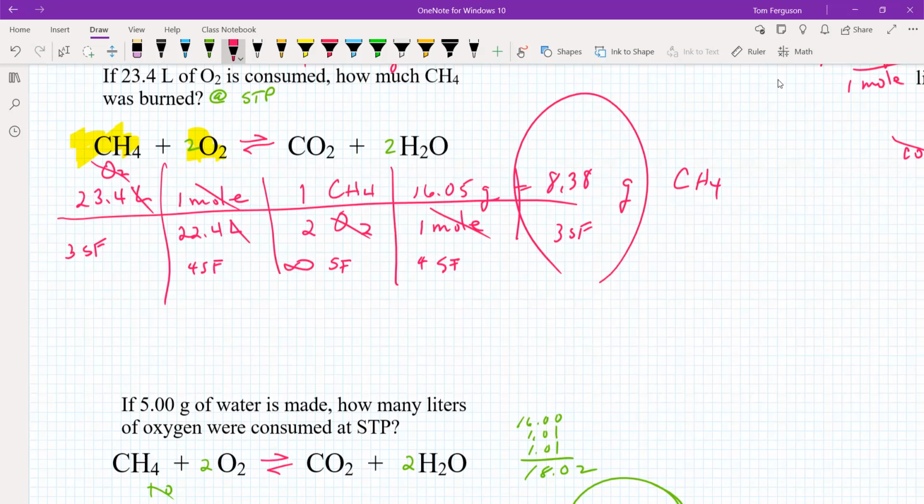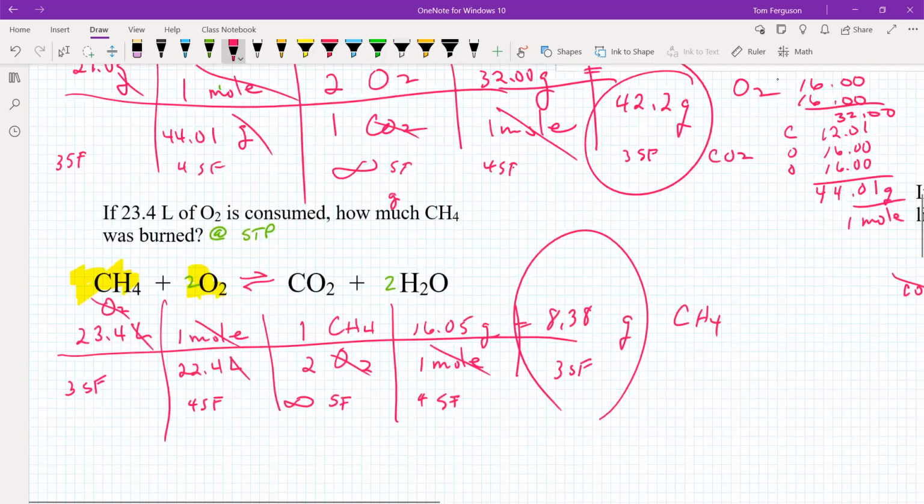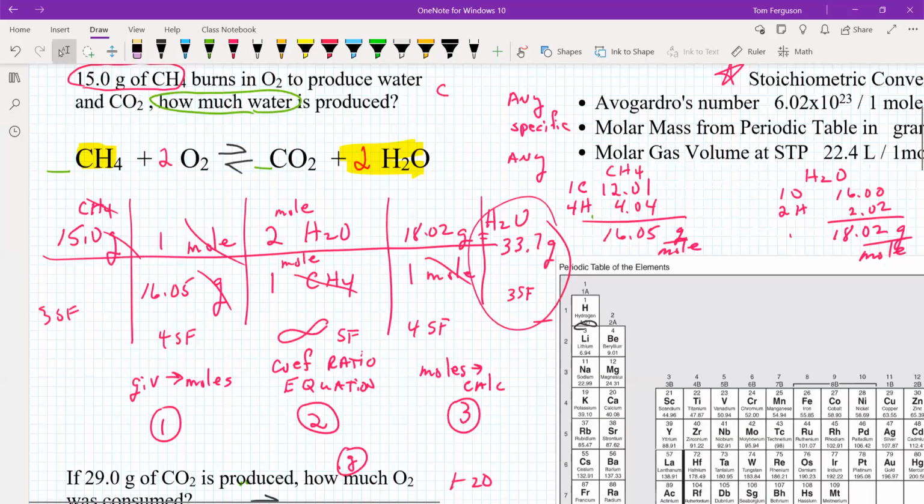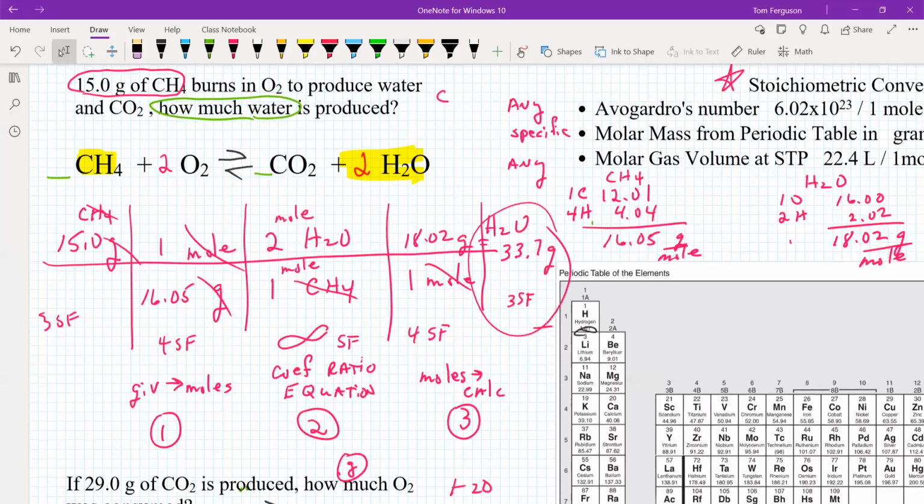Notice a pattern. The setups look the same. Because I didn't give you grams. I gave you liters. So that's why you had to use the molar gas volume. That makes sense?